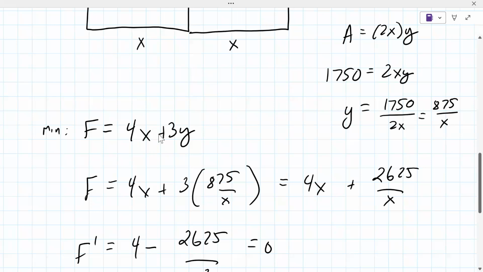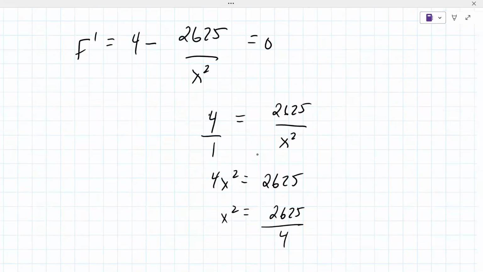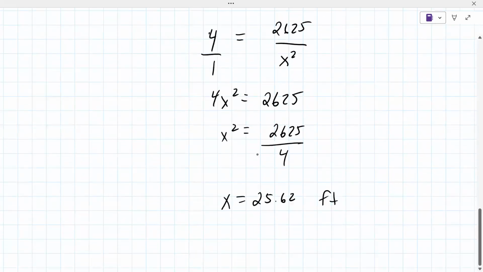Okay, is that clear? Yeah, no, I get it. Don't worry. All right, a couple of small points here is that you want to include units. So this was in feet, y is in feet, the fencing is also in feet. Just make sure you got units down.